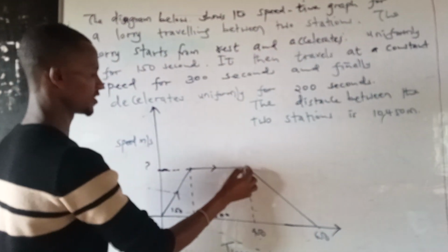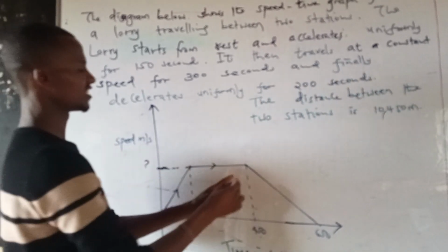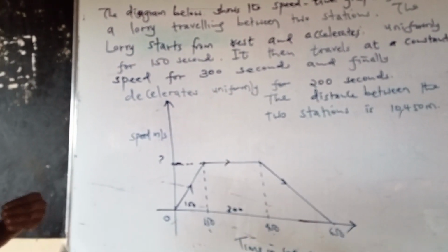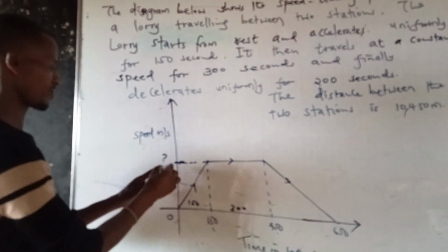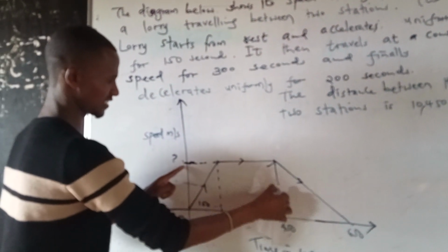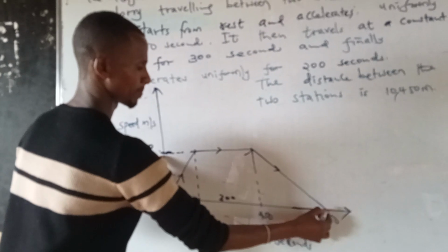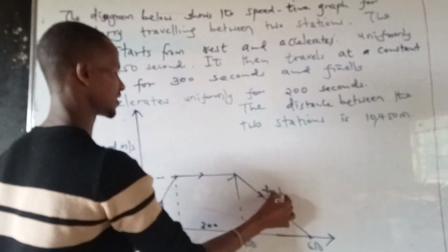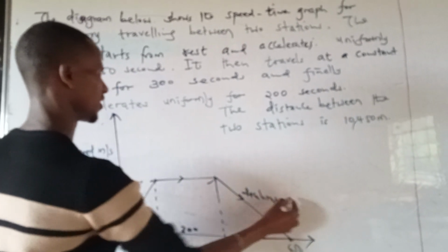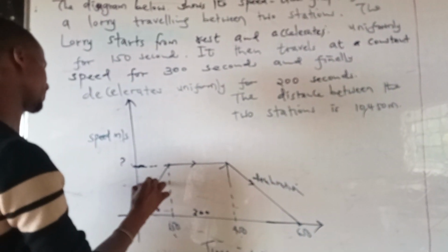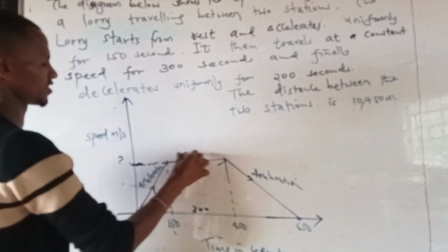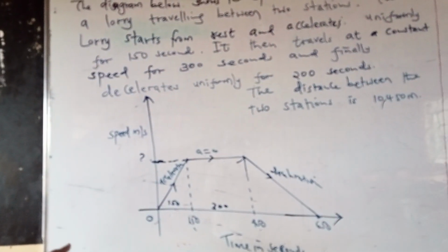Then again, from this point now, it decelerated, or the speed gradually decreased from the maximum, because the height is the same, to 0. Okay? So there is a deceleration here. This is deceleration. This one is acceleration, and in this case here, acceleration is 0 because the speed is not changing.